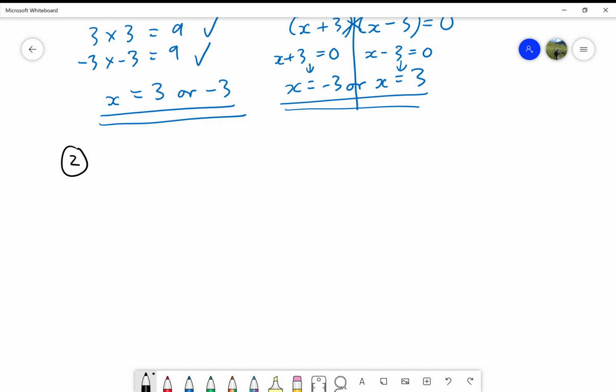Question 2, if I can find it, is 1 over x plus 1 over 3 plus 1 over 3 equals 1. Pause the video, have a go in your own time. When you're ready, come back.